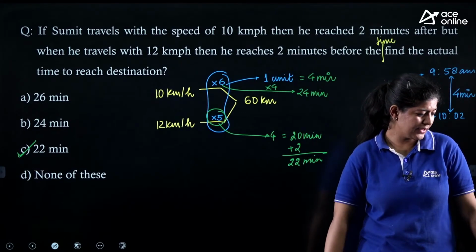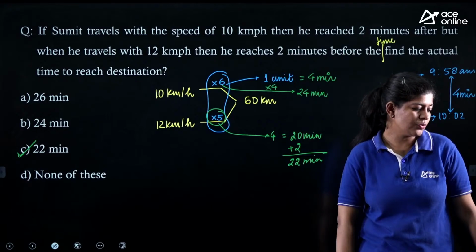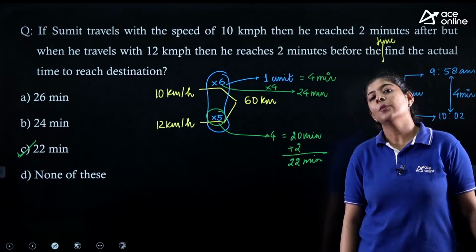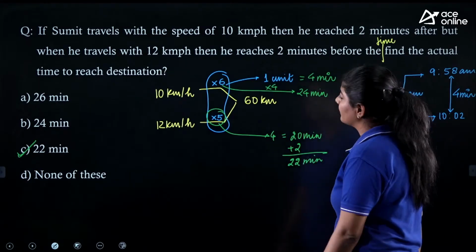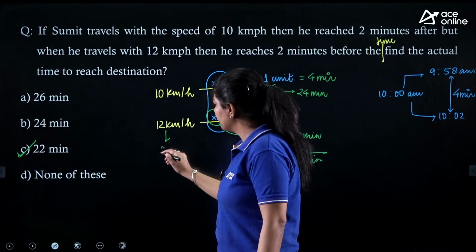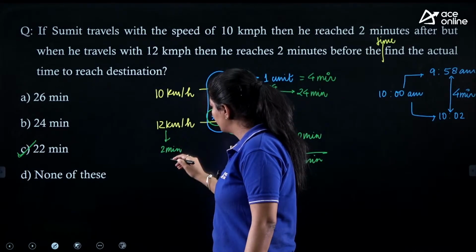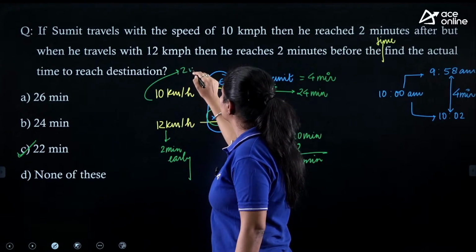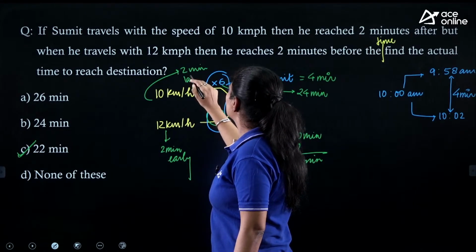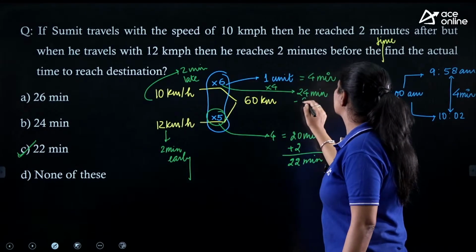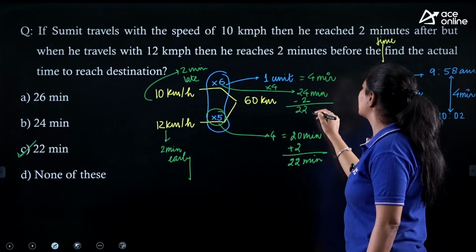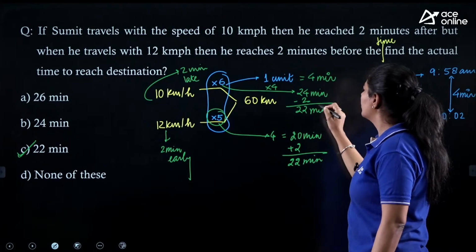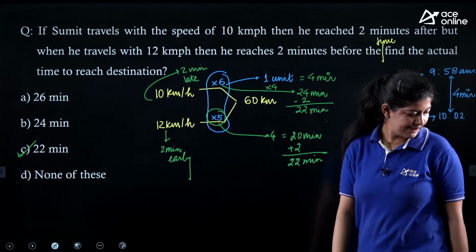The correct answer is option number C, 22 minutes. Right? We need to find out the actual time. This is 2 minutes early and this is 2 minutes late. So you can also do one thing, just simply subtract 2 from it. Again you will get the correct answer as 22 minutes, right? Next.